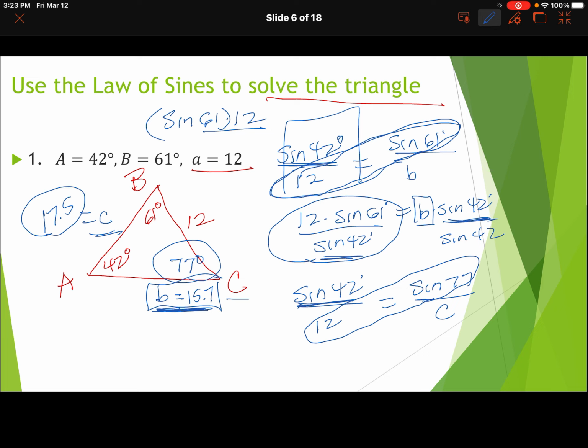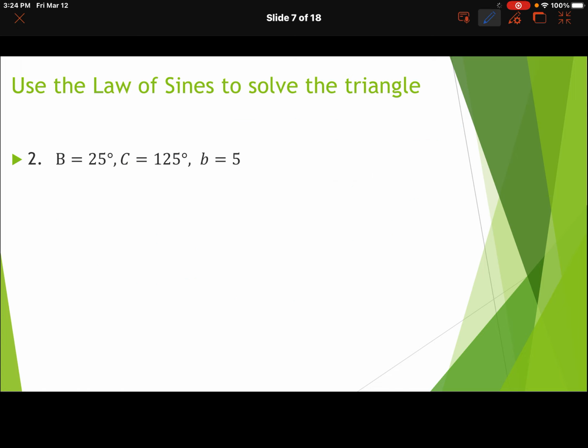Now there's a way you can check your answer here. Remember, in a triangle, the bigger the angle, the longer the side. So 77 is my largest angle, so C has to be my longest side. Well, 42 is my shortest, and A has to be, and so that's just a good quick way to check and make sure that you're doing it correctly. Okay, so let's try another one.